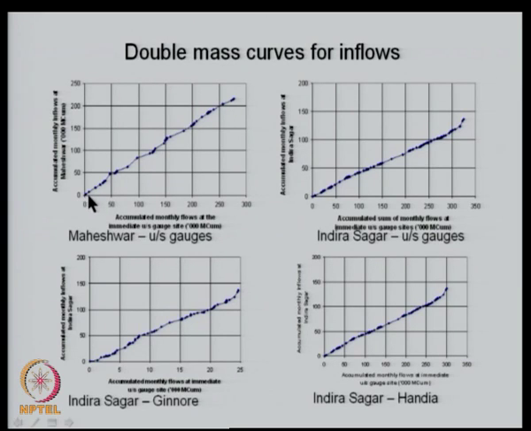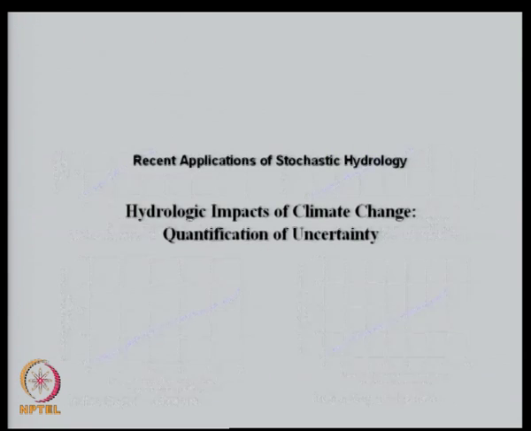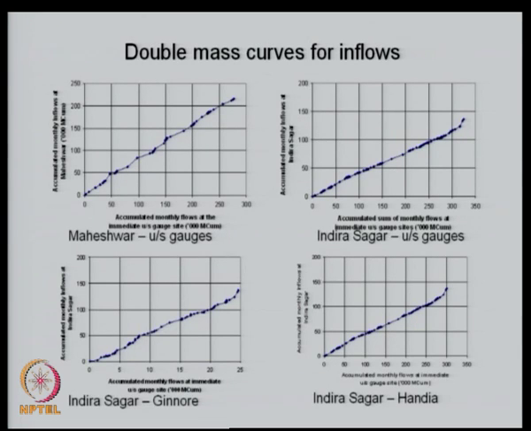As you can see, most of these will indicate consistency. There is no inconsistency indicated at all from the double mass curves of inflows at particular reservoir. This I have just shown as an example. The same exercise we carry out with respect to other reservoirs also. So, this is what we do in data consistency checks.